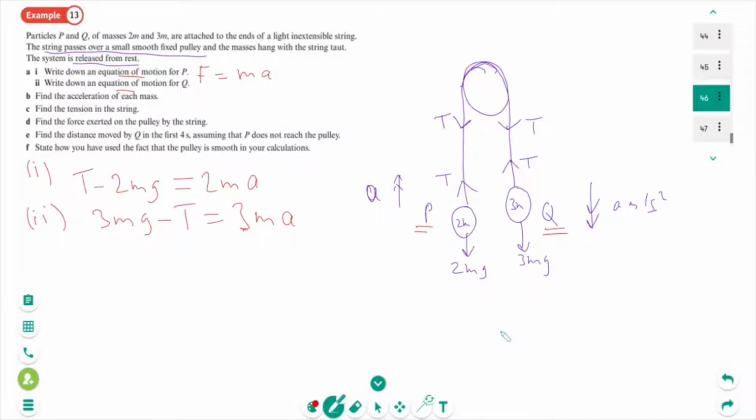Okay, part B, to find the acceleration, you need to solve the equations. To answer parts B and C, you solve those simultaneous equations. The easy way to do it is just to add. If you add the equations, the T terms will cancel out. Minus 2mg plus 3mg is just mg.